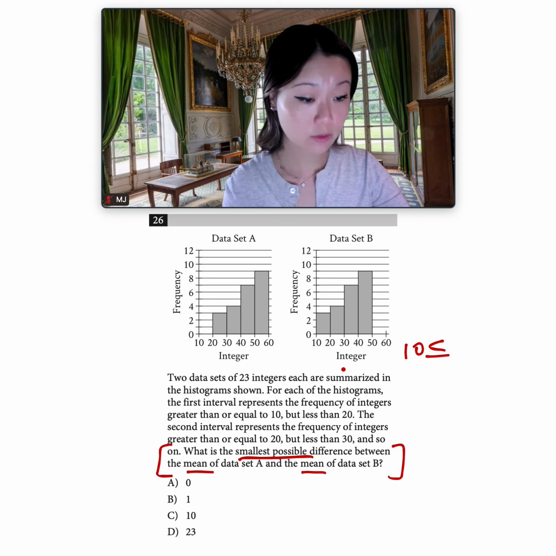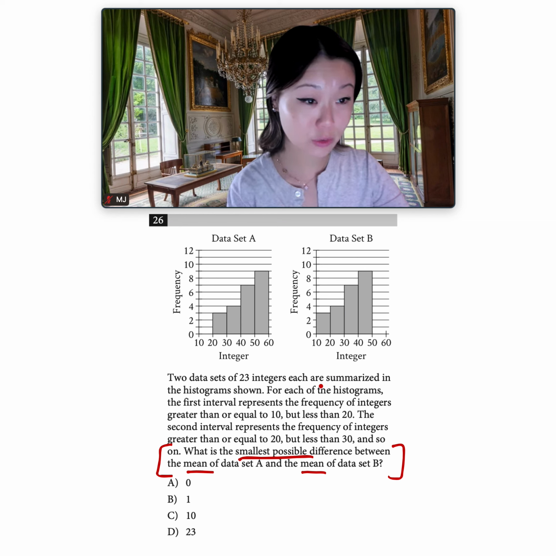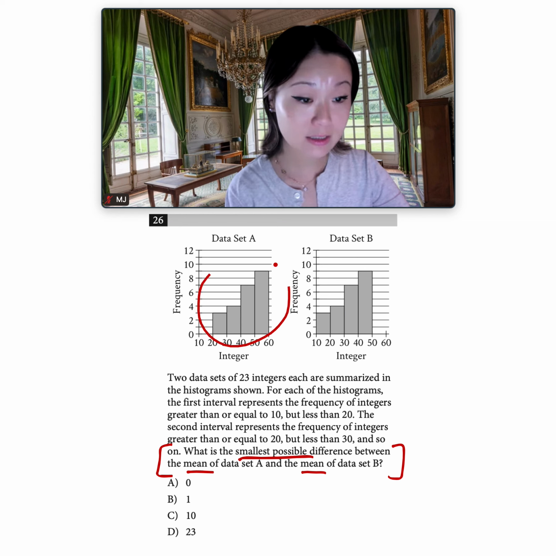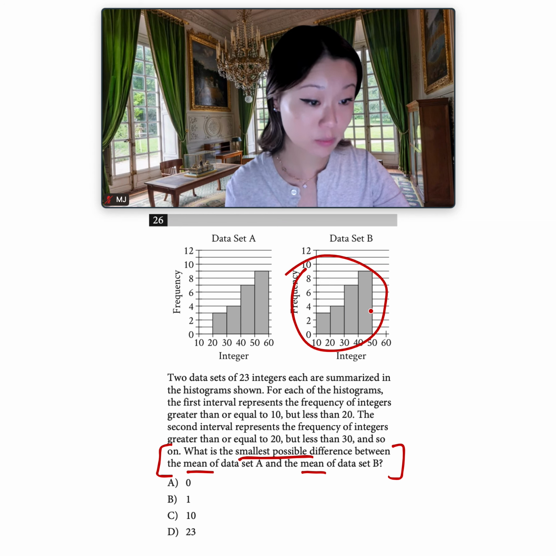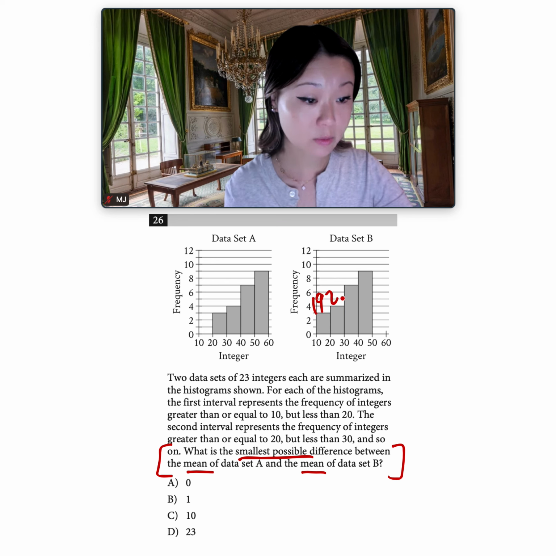Okay, so thinking from that perspective, how can we make these two data sets as close to each other as possible? Because data set A is farther along in terms of value to the right, we would actually want to shift that to the left as much as possible, and vice versa for data set B. So what would be the biggest number that we could make this bar represent? If we said 19, that would be correct. And then similarly, this one could be 29, this could be 39, and this could be 49.